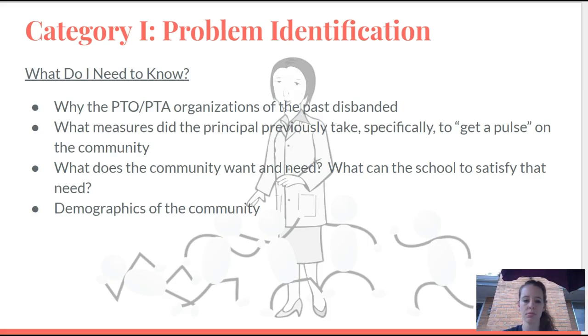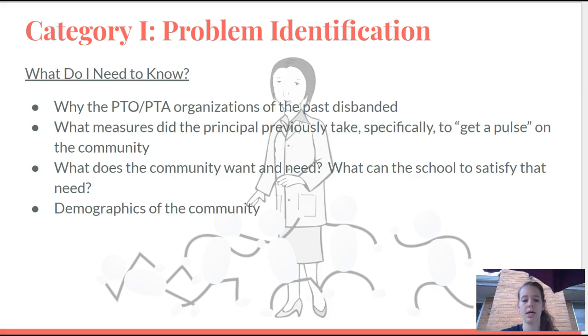So what I would need to know to further my knowledge on this case is why the PTO and PTA organizations of the past had been disbanded. What measures did the principal previously take to, quote, get a pulse on the community, as he said? Did he offer surveys? Did parent phone calls? Anything of that sort? That was not made clear. It's unclear what the community actually wants and needs, so I would want to know that. And what can the school do to satisfy that need?